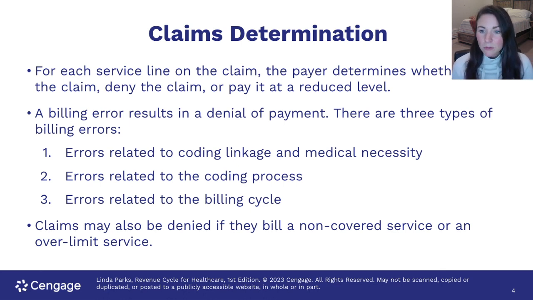But the last one is errors related to the billing cycle. So billing for services that are not covered, unbundling, which is billing for all the parts of a service separately when it should be billed together in order just to get more money, or using a code that gives higher reimbursement than the correct code. Okay, things like that.